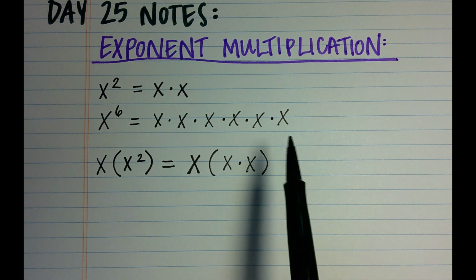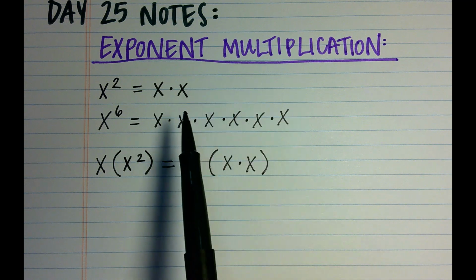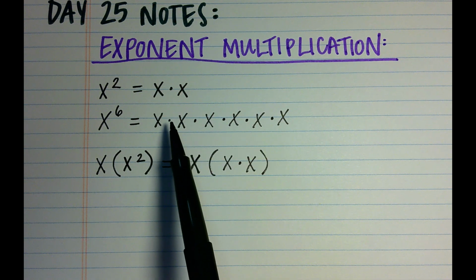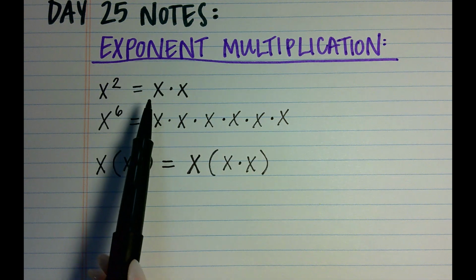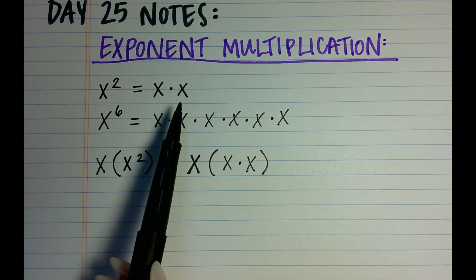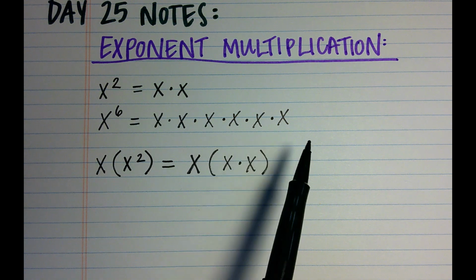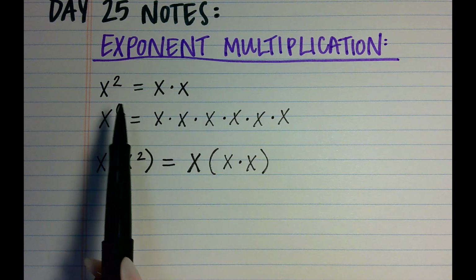Now from what we see in the 2 lines above here, however many times I multiply x by itself, that is the number that I get for my exponent. X times x, I did it twice, my exponent is 2. X times x times x times x times x times x, it's 6 times, my exponent is 6.